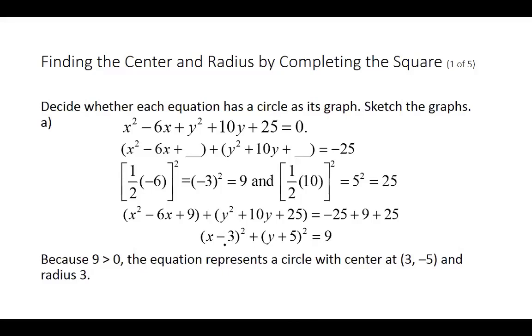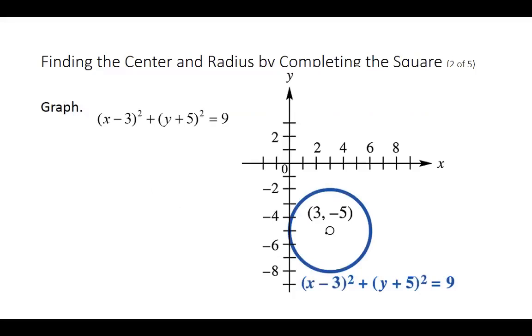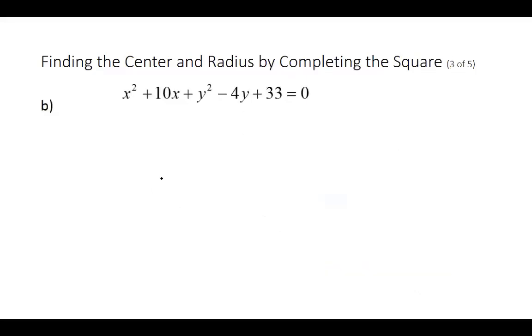So in this case, we can see the center. The center would be 3 and minus 5. Remember, because it's x minus h squared plus y minus k squared, k would be minus 5. And the radius is the square root of this number 9, which is 3. And we can graph that. We locate the center, 3 and minus 5, and from the center we move up, down, right, and left, and then graph it, which in this case, the radius is 3.